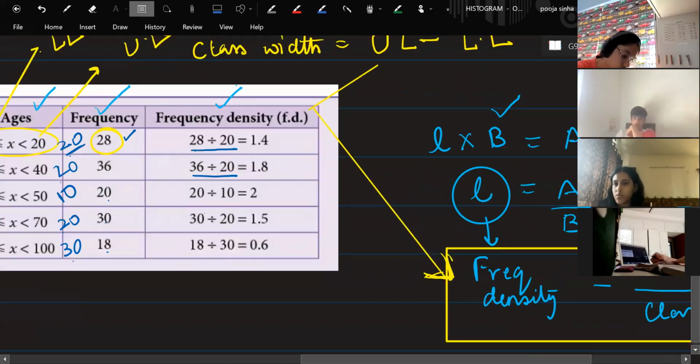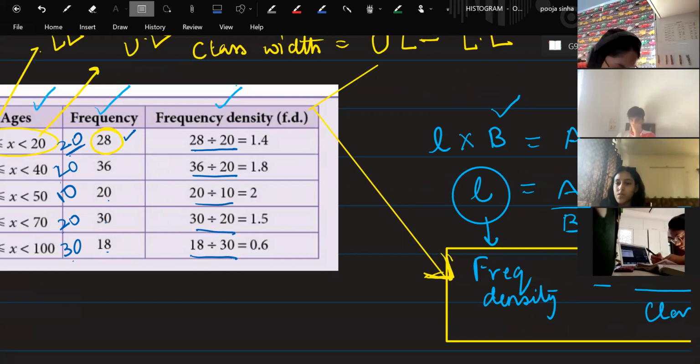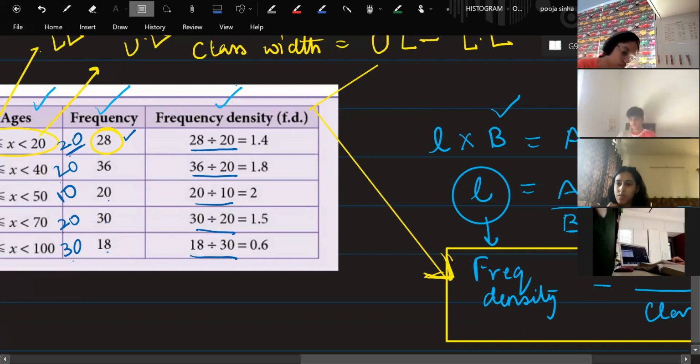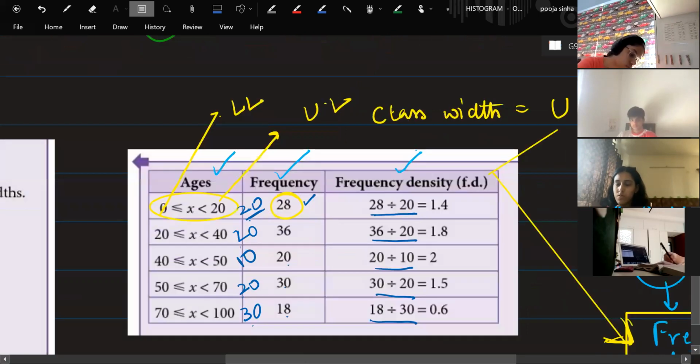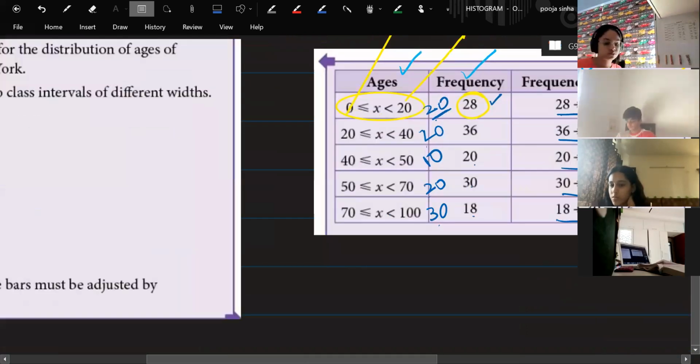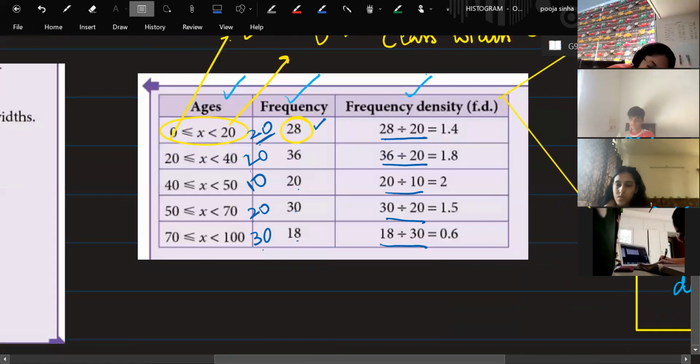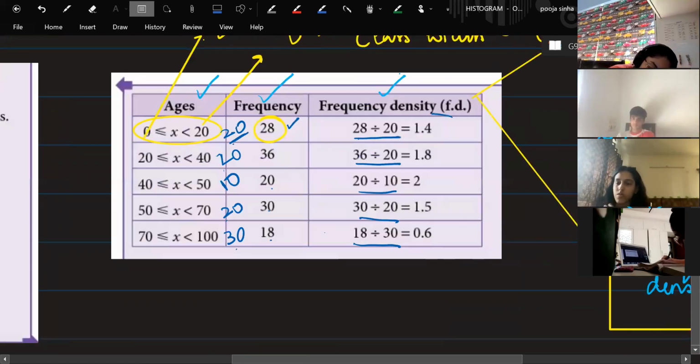Can you see all of these? You calculated the frequency density. Did you get the answer for each one of them? Did you understand how to find the answer for frequency density? Yes? So now if I give you a question, will you be able to do it? Right? After that, this is done. Now these are the values that we got.